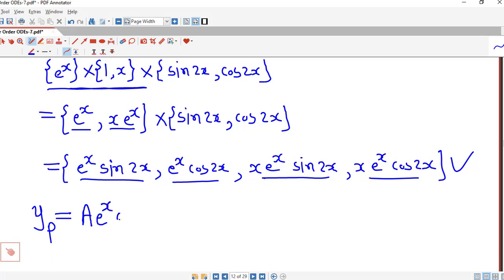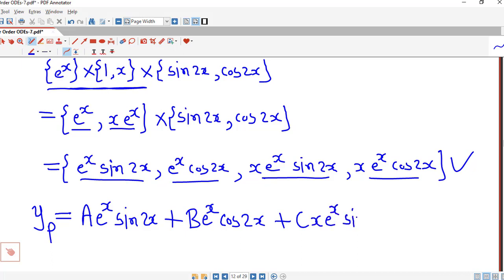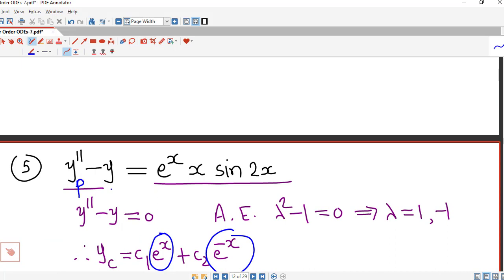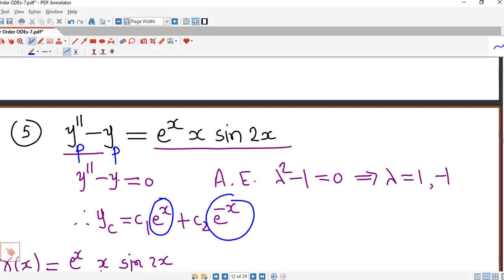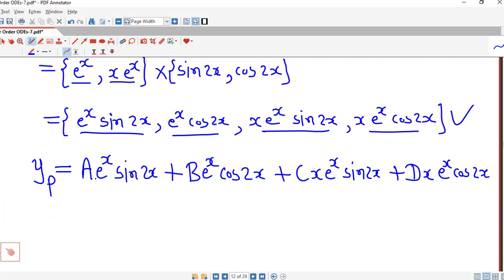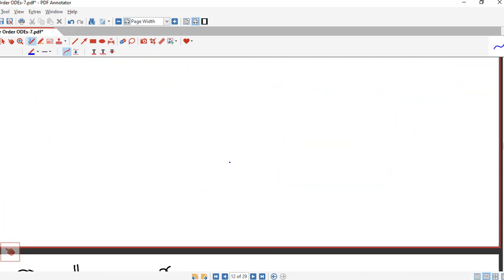So a into e raised to x sin 2x plus b into e raised to x cos 2x, c x e raised to x into sin 2x plus d x e raised to x into cos 2x. Okay, then you can substitute the value of yp in this equation and solve the corresponding equation to find out the values of these undetermined coefficients.